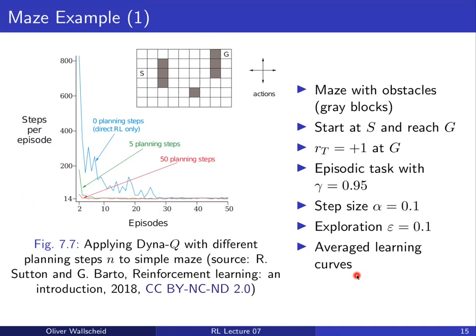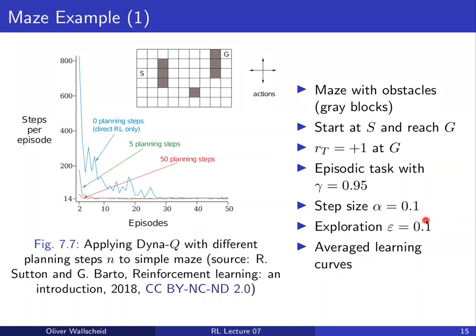Here we have a small maze example. So very classically, some grid world. We have a starting state, we have a goal state. Gray blocks here are some obstacles which cannot be entered by the agent. And of course, again, the goal is to reach the goal target state as soon as possible. We have actions going east, west, north, south, and we receive a plus one positive reward when we reach the target state. The task is episodic, gamma factor 0.95, step size is given 0.1.